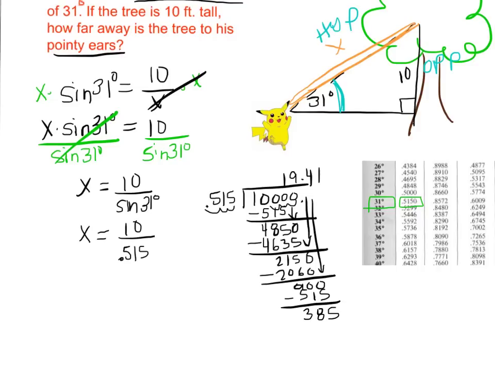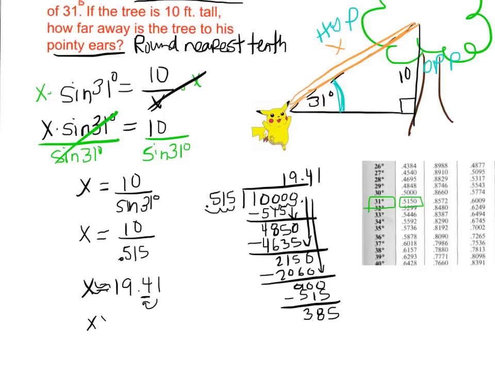Now for all of these, it doesn't specify where I'd like you to round, so for all of them, I would like you to round to the nearest tenth. Nearest tenth. That means that my x value is 19.41 approximately. I'm going to round to the nearest tenth and see if my 1 affects my 4, which it doesn't. So my answer is the distance from Pokemon's ears to the tree is 19.4 feet.